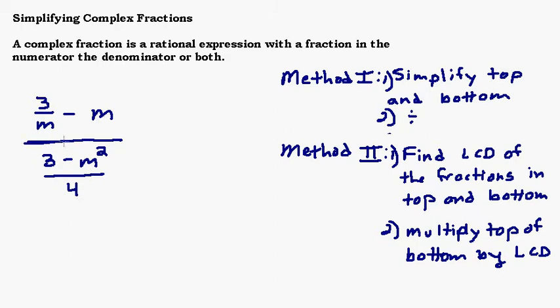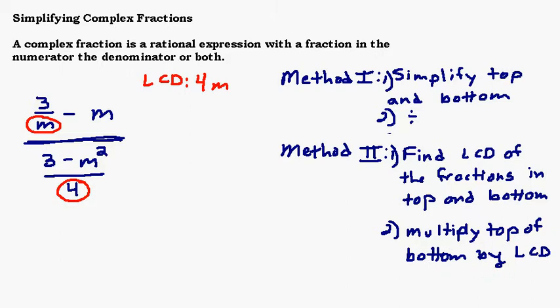Okay, here's our main fraction right here. So we want to look in the numerator. Do we have any fractions in the numerator? Yes, we do. We have 3 over m. So there's my denominator. Remember my first step here, I'm trying to figure out my least common denominator of the fractions in the top and the bottom. So I need my least common denominator of m and whatever denominator I have in the bottom, which is 4. So what's the least common denominator of m and 4? Well, that would just be 4m. Just multiply them together. So step 2, we're going to multiply the top and bottom by 4m.